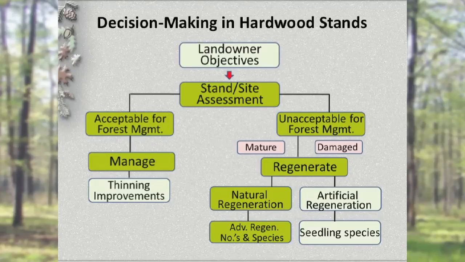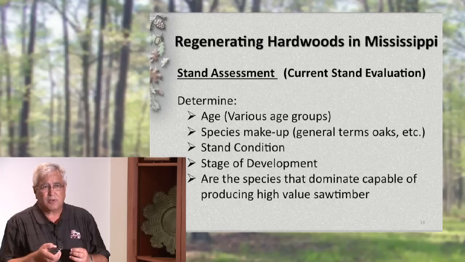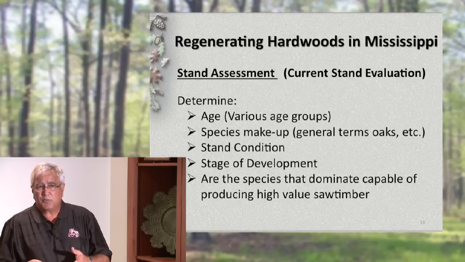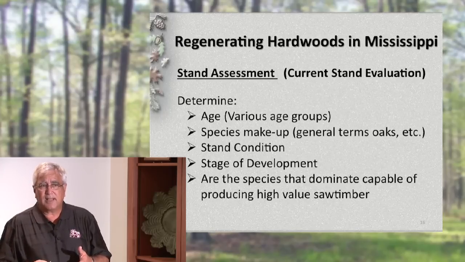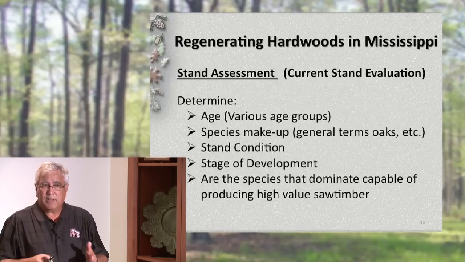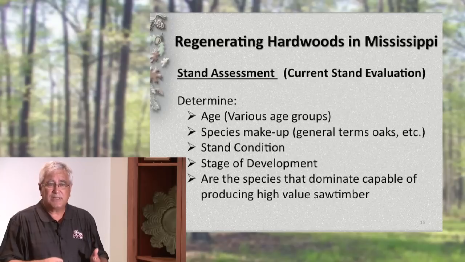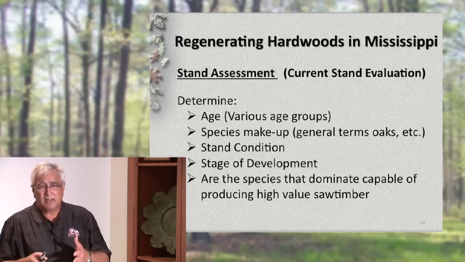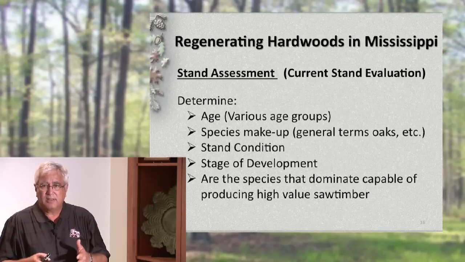So if we look at a simple decision chart, we can see that the landowner objectives is the number one thing that we have to consider. Follow that by a stand site assessment before we go any further within our decision chart. So with stand assessments, we're looking, what does the current stand look like today? Well, we want to determine what are the age groups out there. Do we have multiple age groups? What kind of species makeup do we have? And in more or less general terms, oak, hickory, and other species.